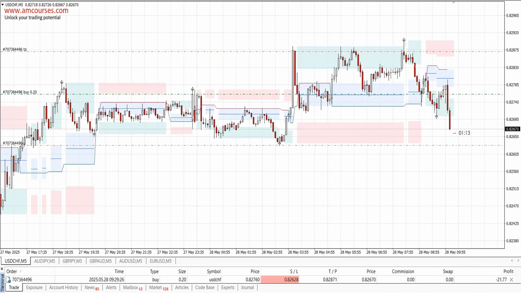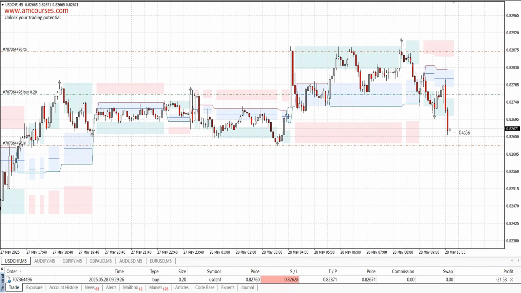Remember, the key here is patience and discipline. Don't jump into every zone, only trade when all the rules align. Let the arrow guide you, and always check for clear zones and good price action. Now we'll let this trade play out. Stay with me, the results are coming up next.